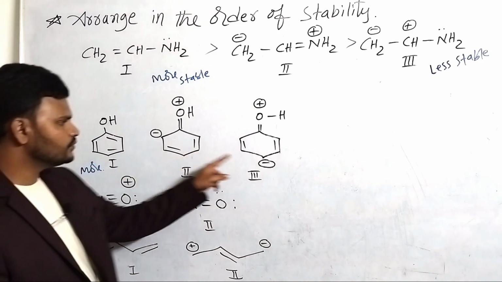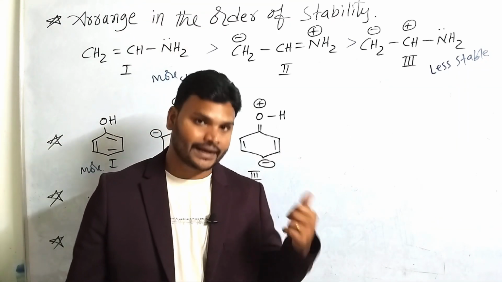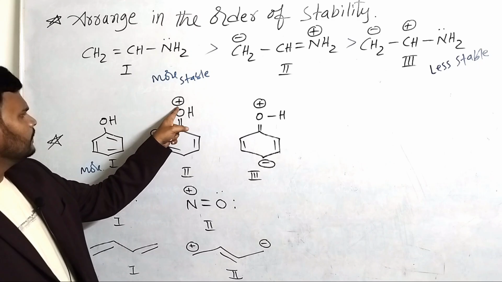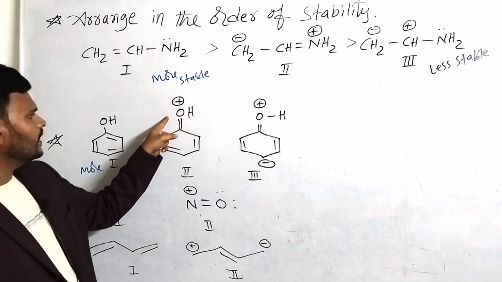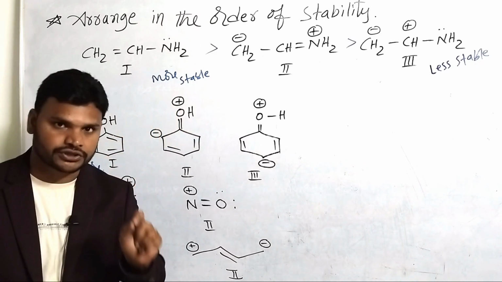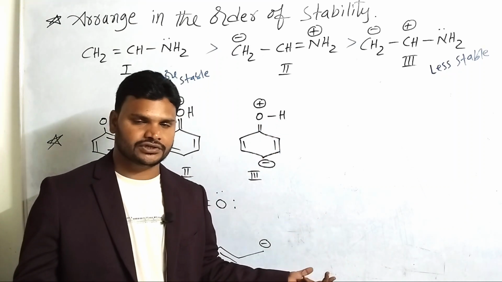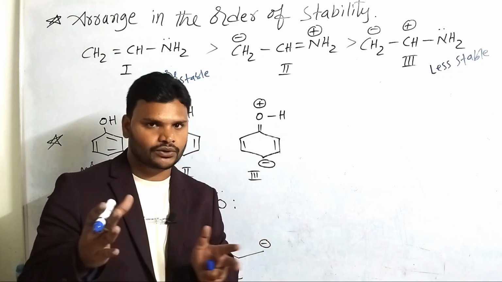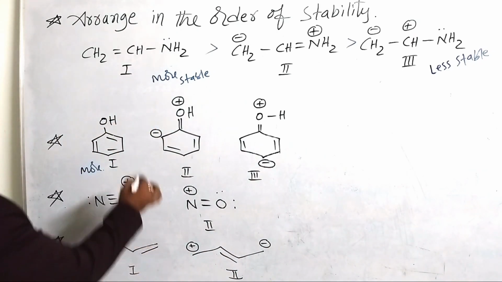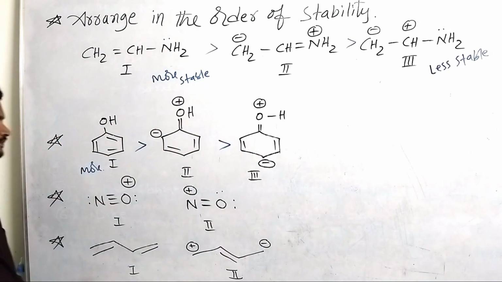Next, for these 2 charged species, you have to apply other rules. Plus or minus. Unlike charges are closer, which means stable. Unlike charges are far away, unstable. You have to apply rule number 5 and rule number 6. Clear? So 1, 2, 3 is the right answer.